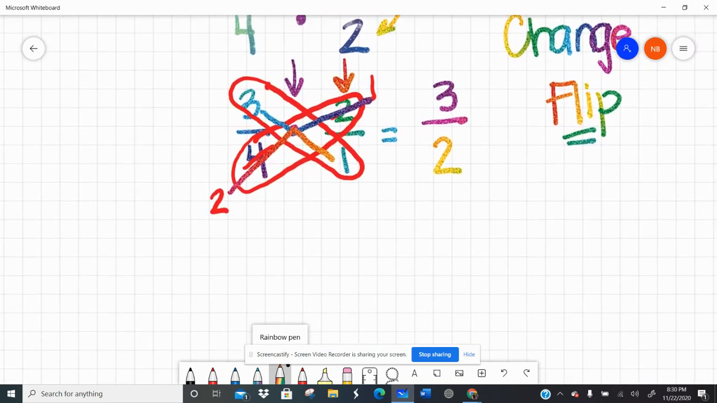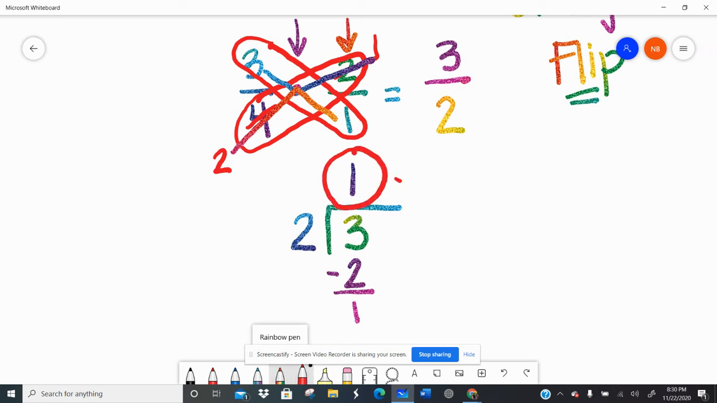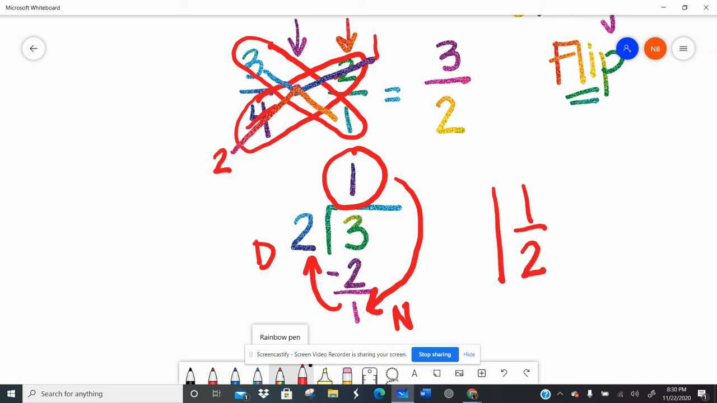Now I have that improper answer, so I change it to a mixed number. 3 divided by 2. 2 goes into 3 one time. 1 times 2 is 2. 3 minus 2 is 1. And remember, we read our problem: whole number, and then travel: numerator, denominator. So I have 1 and 1/2 as my final answer.